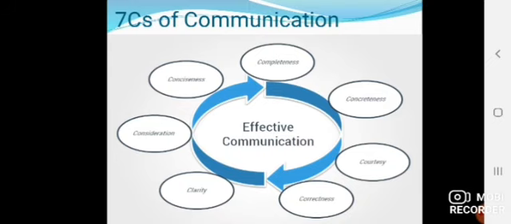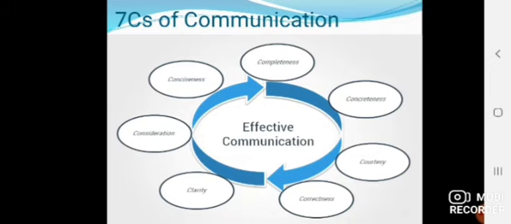Then concreteness. The message which is shared by the sender should be backed by factful data, different tangible and intangible, qualitative and quantitative facts and figures. If the message is concrete in support of data and evidence, then obviously it will build a trust in the mind of the listeners. Then courtesy.